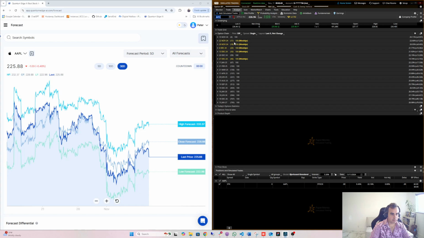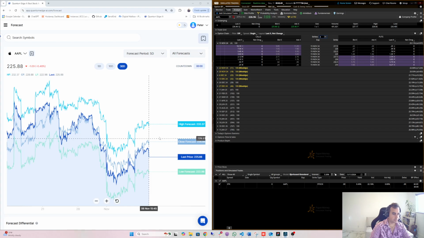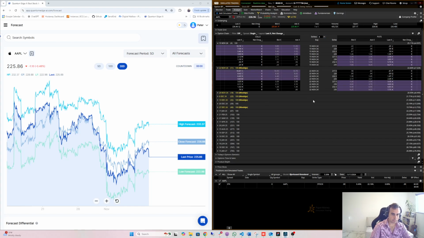This is the front week, this is the back week, and what we're going to do is construct it using Quantum Edge AI's forecast, high and low forecast, and use it as a guide to place the strikes in this case. So a quick overview for how the double calendar is structured. The double calendar is two different durations, front week, back week.